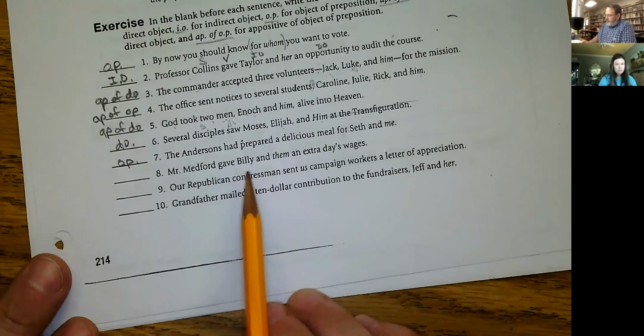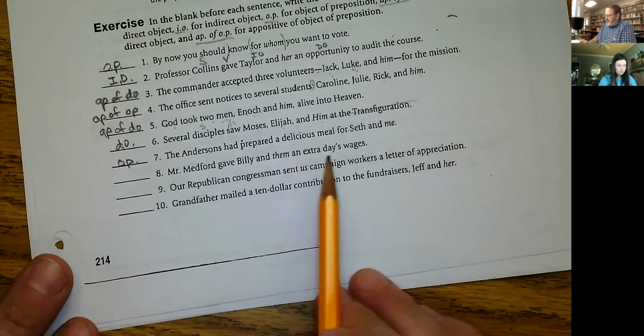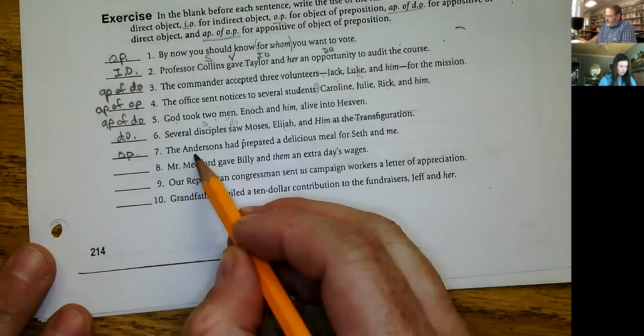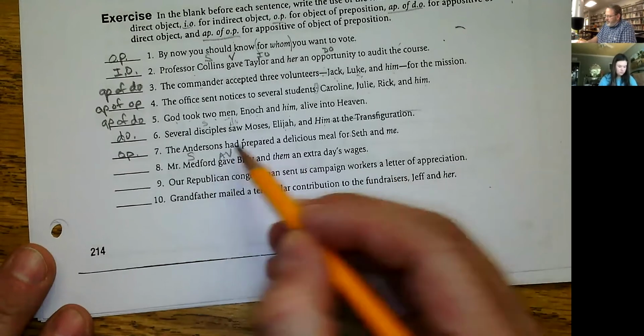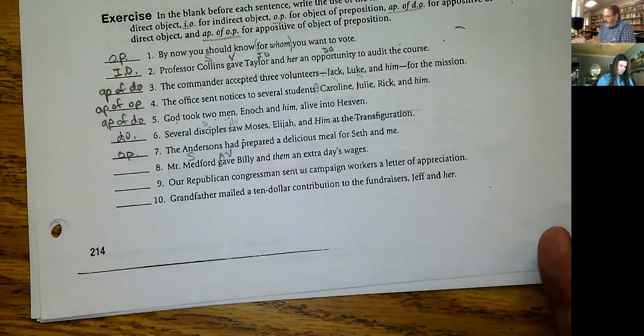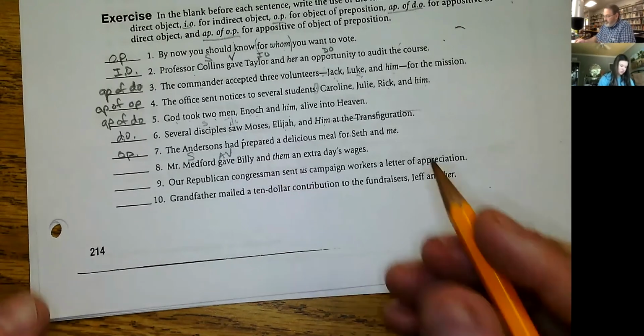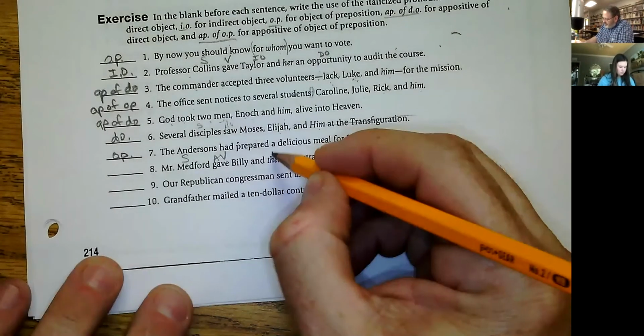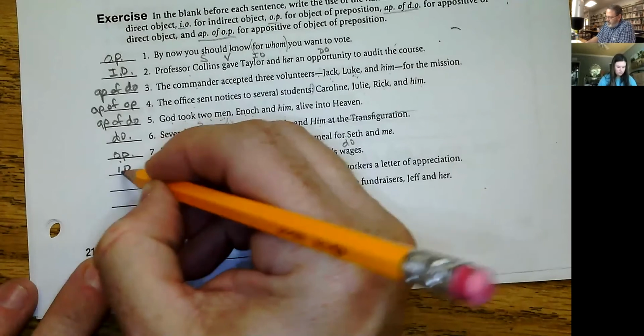Mr. Medford gave Billy and them an extra day's wages. All right, here we go again. Let's look at it. Mr. Medford is the subject. Gave is the action verb. What did he give? He gave wages. That's the direct object. Who received the wages? That would be Billy and them. So those are both indirect objects.